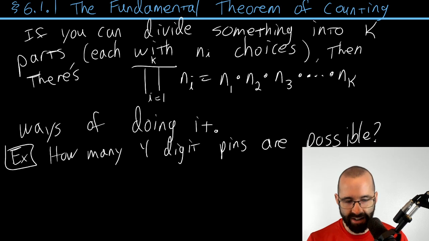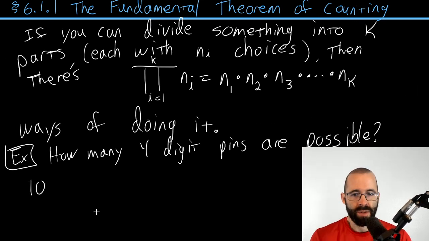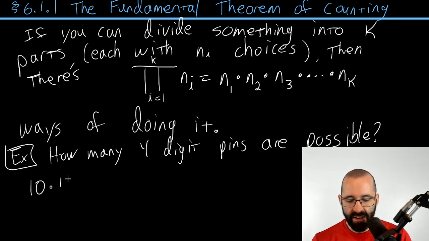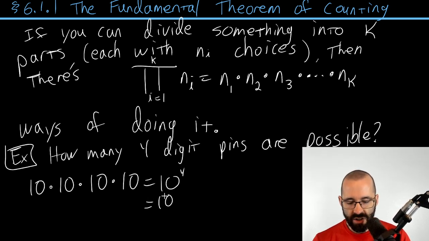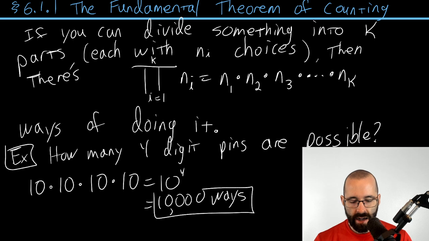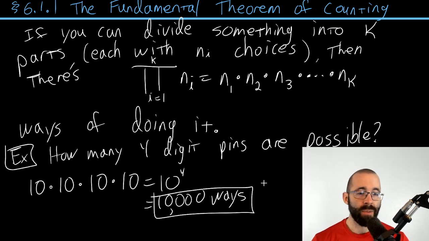So again, we just say, well, the first digit can be any number between 0 and 9. The second digit can be any number between 0 and 9. The third digit, the fourth digit, the same. It's just 10 to the fourth power, which is 1, 2, 3, 4 zeros, 10,000 ways. And that, in its essence, is what combinatorics is all about, just counting.